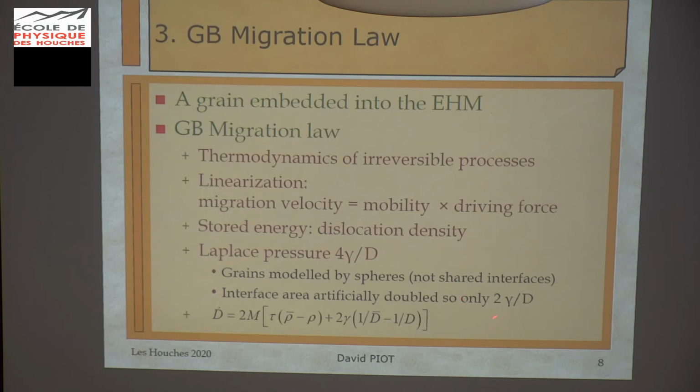So if we write that in this case, the diameter rate is the product of 2m, here you have the driving force due to the difference in terms of dislocation density, and here you have the difference between the grain and the equivalent matrix in terms of capillarity or surface tension.